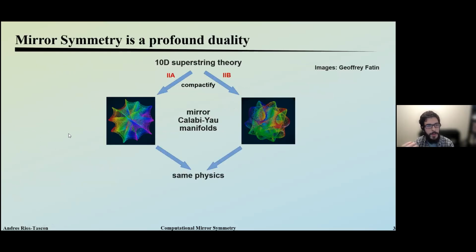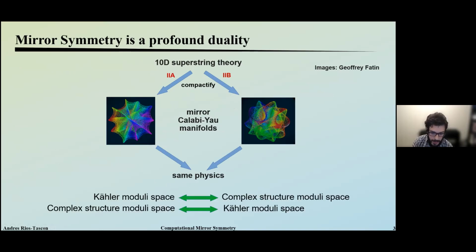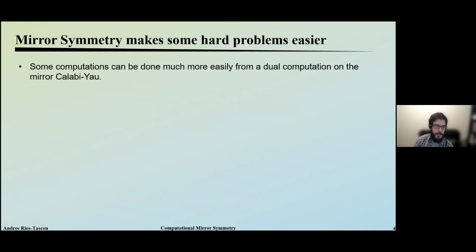As all of you know, mirror symmetry is quite a profound duality. It tells us that if we take type IIA and IIB string theory and compactify them on mirror manifolds, we end up getting the same physics in the 4D effective theory. This also tells us that there's a relation between the Kähler moduli space of one Calabi-Yau with the complex structure moduli space of the mirror Calabi-Yau. The reason this is important is that there are some computations that can be done much more easily from a dual computation on the mirror Calabi-Yau.